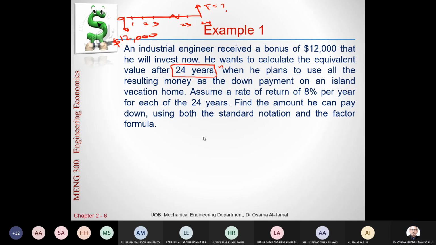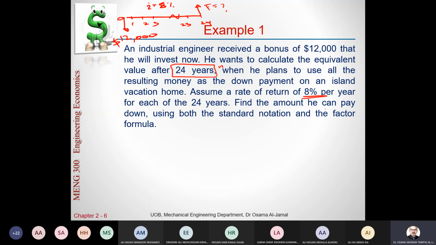Now, what is the interest rate? This is an incomplete cash flow diagram. We need to show the interest rate. It's given to us here, 8%. It says per year. We know that per year, that type of interest is a compound interest by default. I'm repeating this because some of the students later on are going to be confused and ask whether this is compound or simple. By default, it's a compound interest.